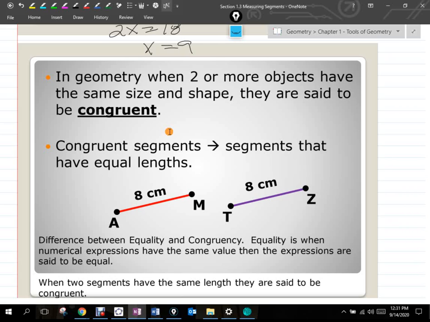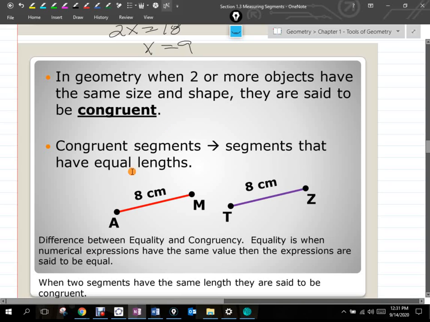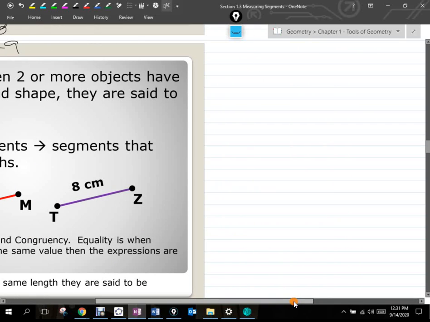And when we talk about congruency, we're just thinking, can I take this image here, cut and paste it out, and it lay directly on top of that one? Okay. Now you might have to rotate and stuff like that, and that's fine. Okay.